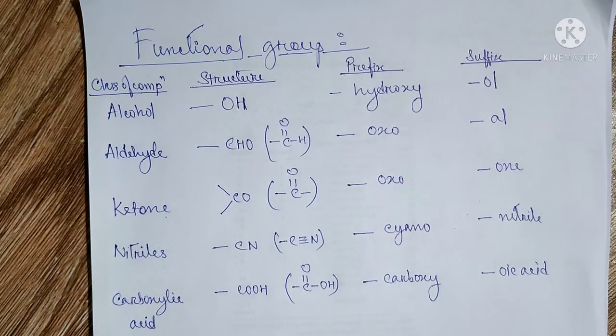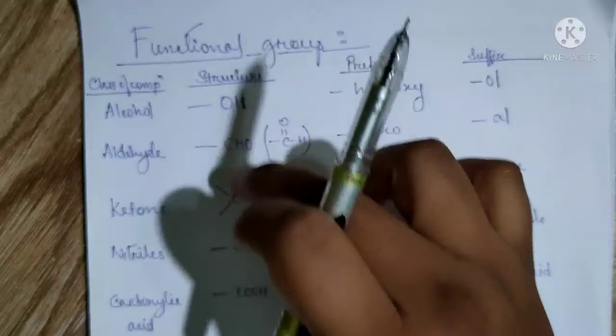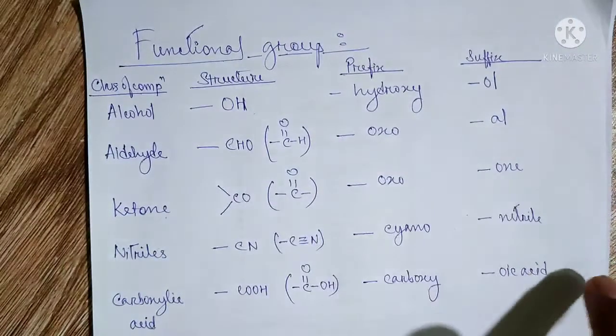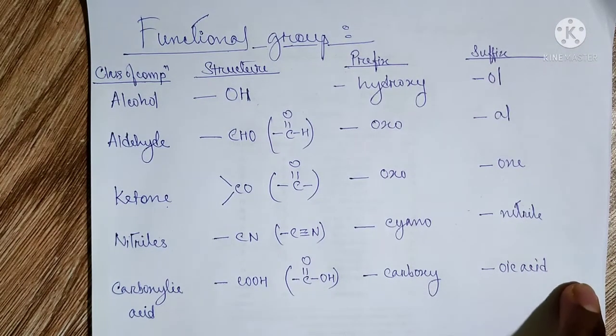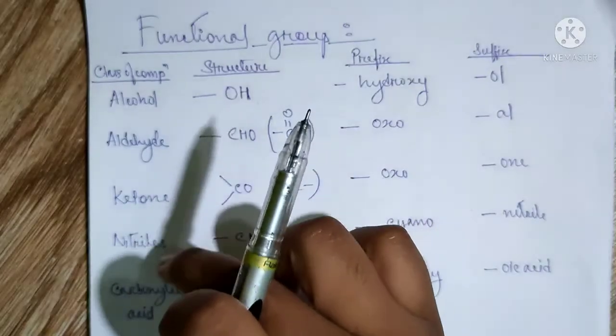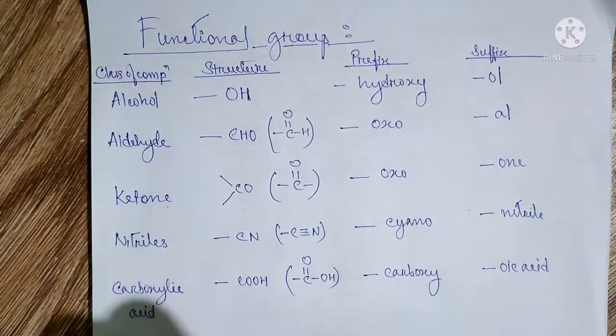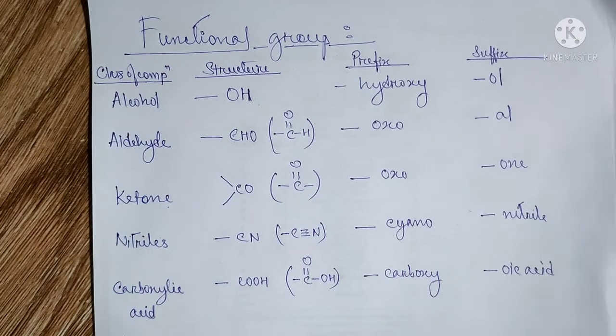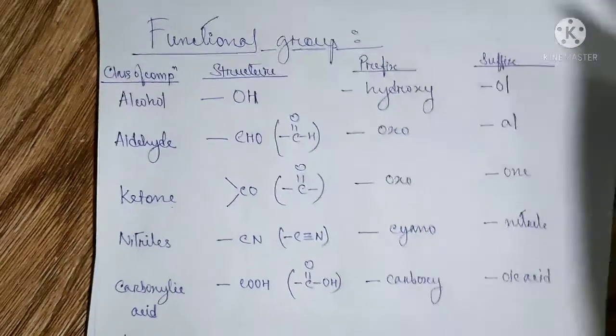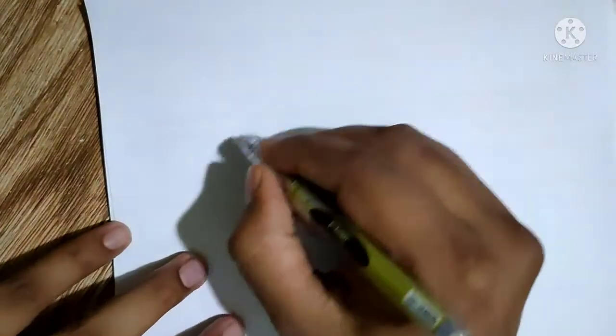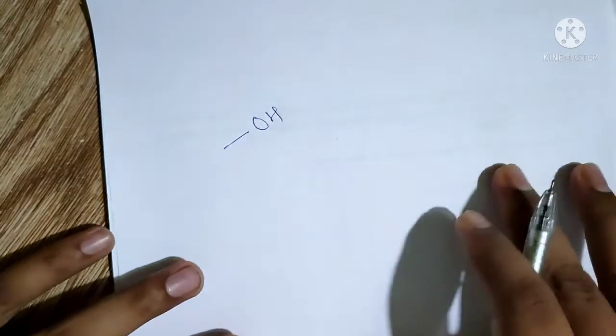There are lots of functional groups available, but we will focus only on these five. We have to remember only five of these. These are the most important functional groups. I think you will remember: alcohol, aldehyde, ketone, nitrile, and carboxylic acid. And how can you recognize them? Just simple. OH, you know, this is simple.